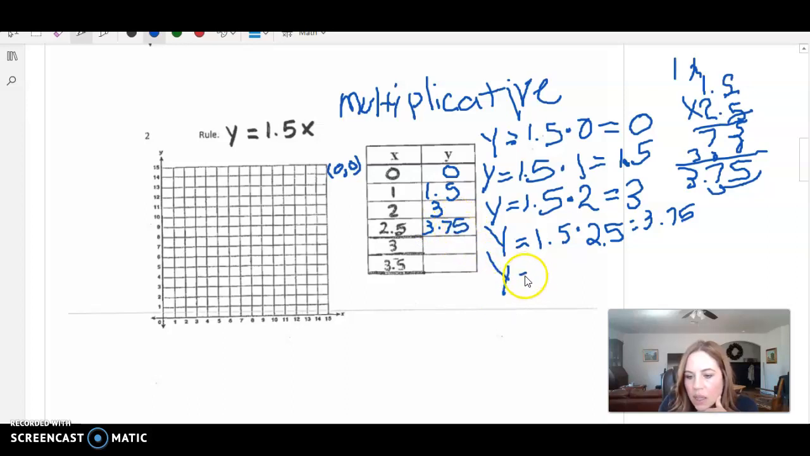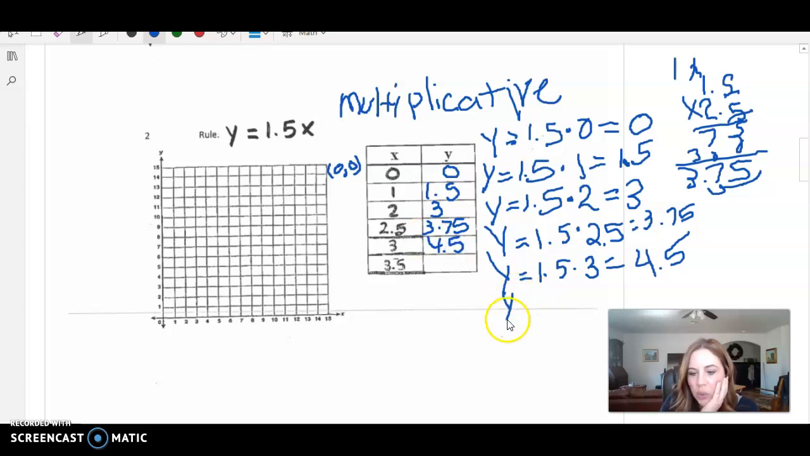And y is equal to 1.5 times x, or 3. I know, because I know my multiples of 15, that is kind of helping me. That's why I know that when I multiply 1.5 times 3, then my answer is 4 5/10. So when x is 3, y is 4 5/10.